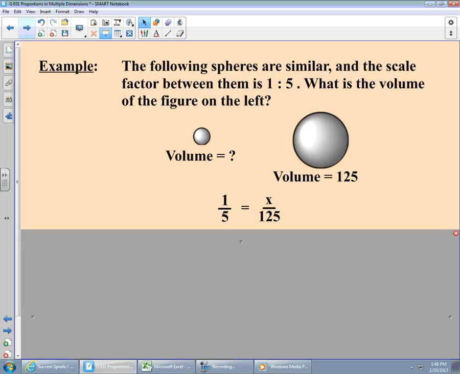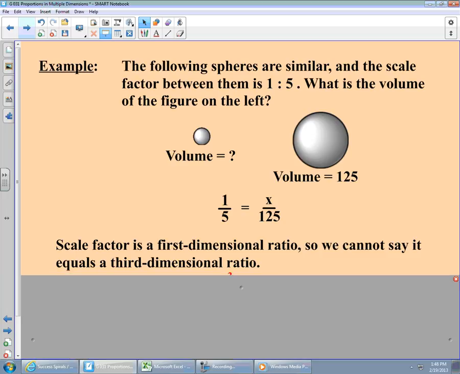Okay, so we've got a 1 to 5, and we have an unknown to 125. All right, we just set up a proportion. Is it true, or did we create a dimension mismatch? Yeah, it's mismatched pretty badly. We've got scale factor. What dimension is scale factor in? It's first dimension. Over here, volume, third. So we just said first dimension equals third dimension. That is so not true.